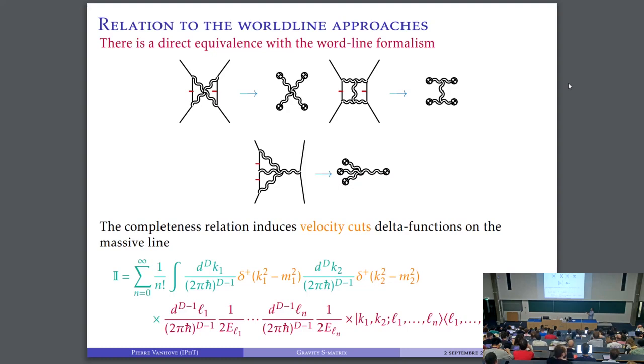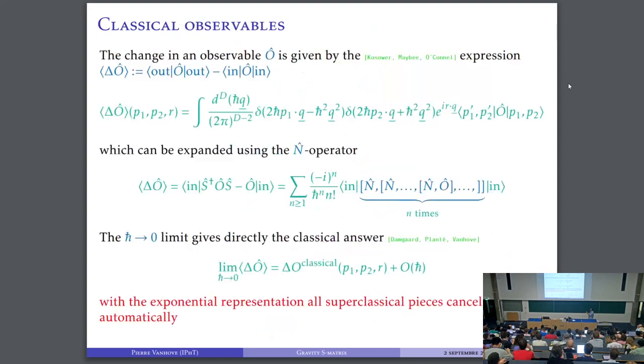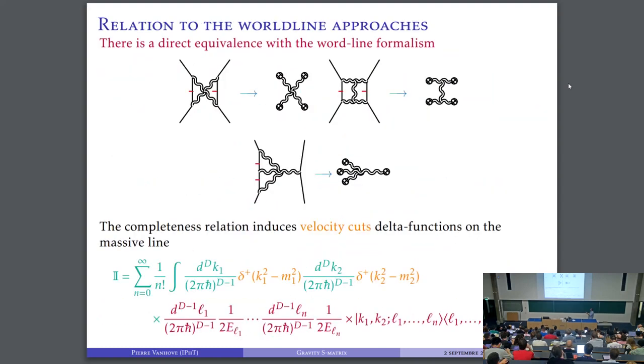And the fact that you have this insertion means that, automatically, in your computation, when you extract that piece, you have exactly as many delta functions as you have loops, and that cuts open the massive line and projects exactly on the classical worldline. So you can show that this formalism of quantum scattering amplitudes, when you extract this classical limit, is totally equivalent to a worldline formalism that is used, for example, by Porto and collaborators, or Jan Plefka and collaborators, and I'm forgetting somebody, I think.